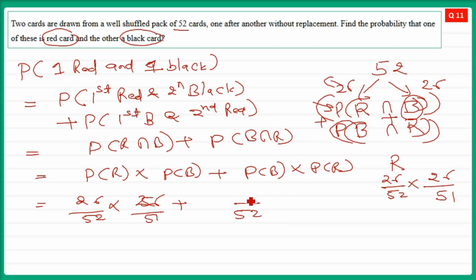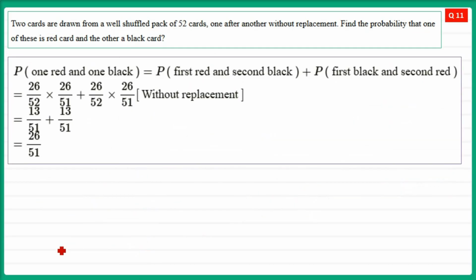For the second case, black, again there are 26 black, 26 by 52, 51 are remaining now. Still there are 26 red cards, so 26 will remain as it is. We're not picking up anything from the red card for the second case. This is 26 by 51. Answer will be this one. So this was a good question, but if you want to give more explanation, whatever I have provided, you can do that.